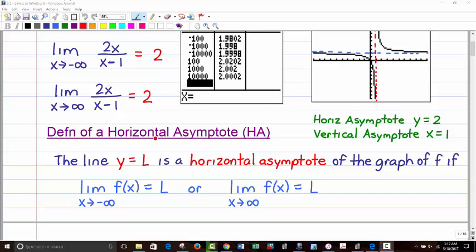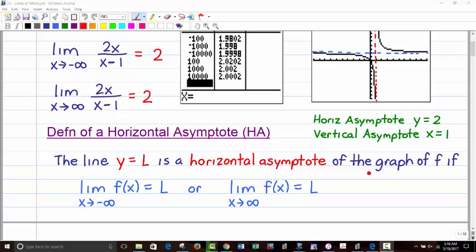This horizontal asymptote, the line y equals L, is similar to vertical asymptotes. You may recall vertical asymptotes must say x equals something. Horizontal asymptotes must say y equals something, because a horizontal line is always written as y equals. So y equals L will be a horizontal asymptote for the graph if the limit of f of x as x approaches negative infinity equals L, or if the limit as x approaches positive infinity of f of x equals L. If either of those is true.